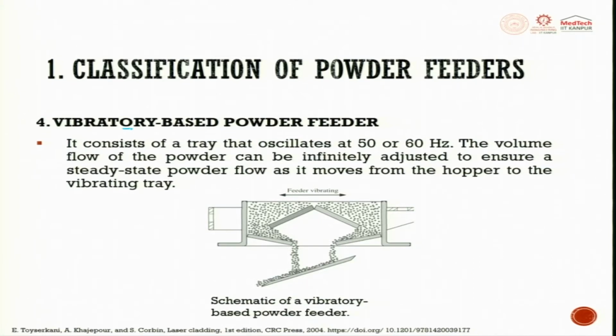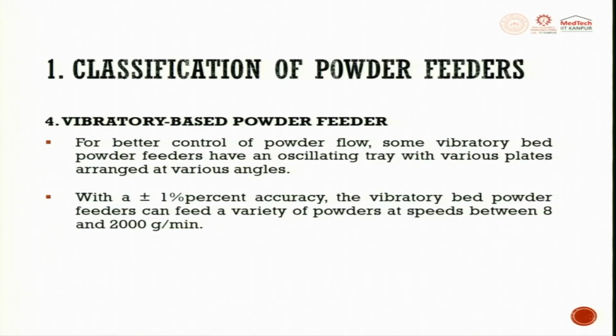The last one which we will see is the vibratory based powder feeder. It consists of a tray that oscillates at 50 to 60 hertz. The volume of the flow of the powder can be indefinitely adjusted to ensure a steady state powder flow as it moves from the hopper to the vibrating tray. So, here it is vibrated, these are all constants. From here it gets dispensed and then falls on a tray. From a tray it gets into the plate wherever it is.